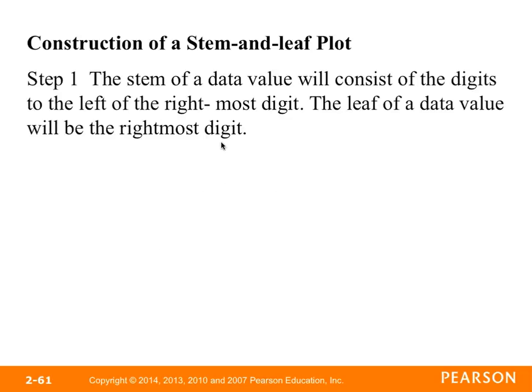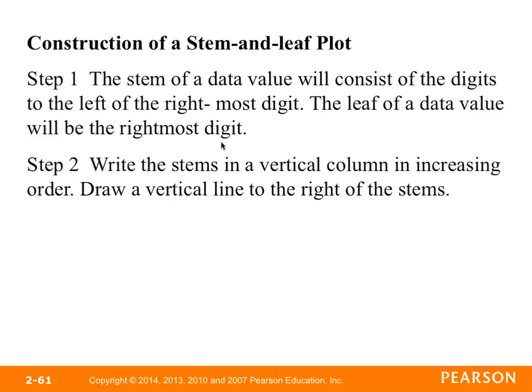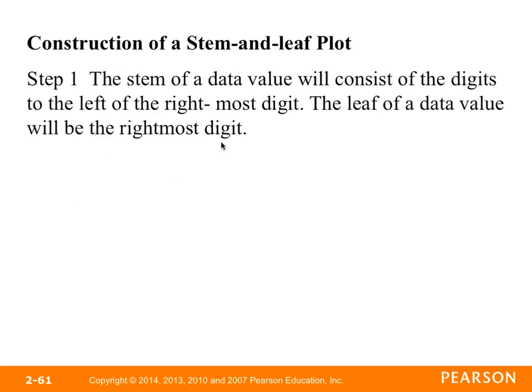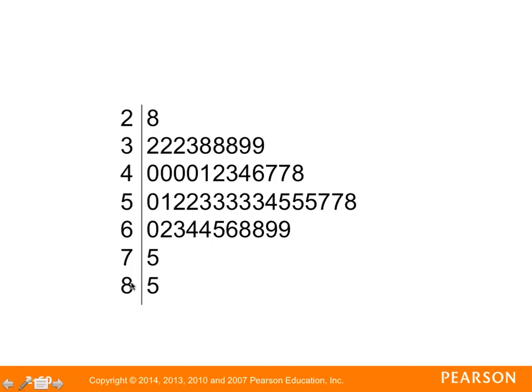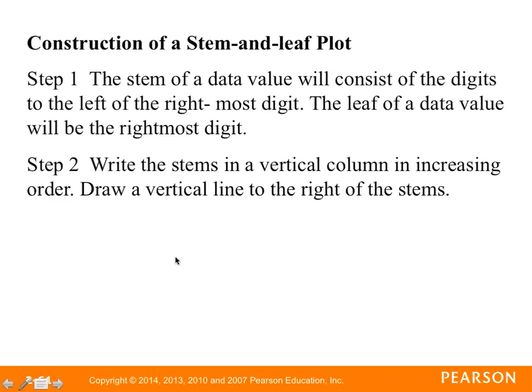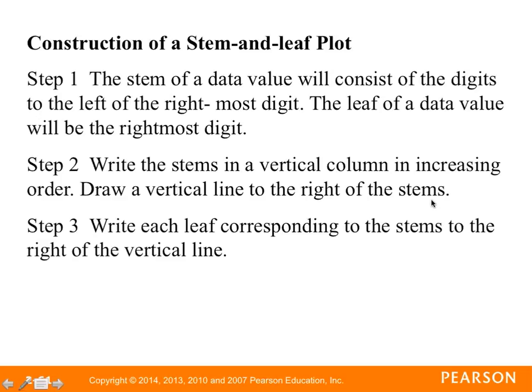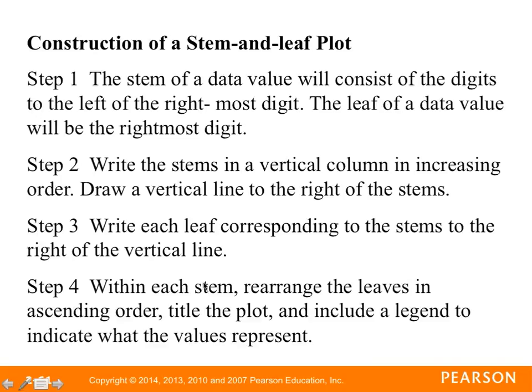So, construction of a stem and leaf plot. Step 1, the stem of the value is going to consist of the digits to the left of the rightmost digit. The leaf is going to be the rightmost digit. Step 2 is to write the stems in a vertical column in increasing order. So you'll see right here we have these in increasing order. Draw a vertical line to the right of the stems. Write each leaf corresponding to the stems to the right of the vertical line, and then within each stem rearrange in ascending order. Title the plot, include a legend to indicate what the values represent.